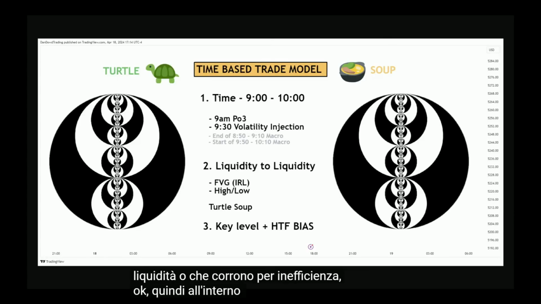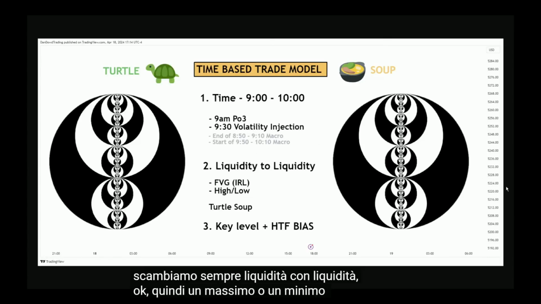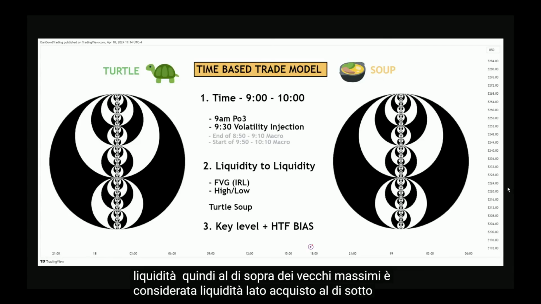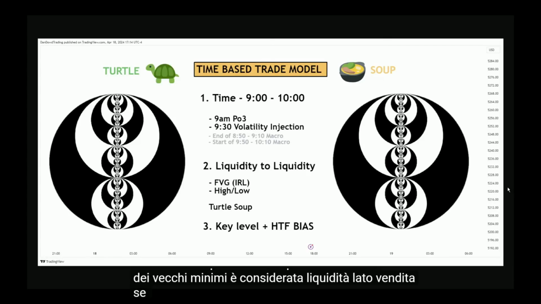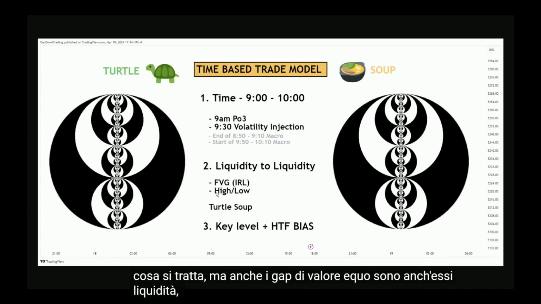Okay, so within this trade model, we are always trading liquidity to liquidity. Okay, so a high or low is considered liquidity. So above old highs is considered buy side liquidity. Beneath old lows is considered sell side liquidity. If you're new, I'll explain what that is. But fair value gaps are also liquidity as well.